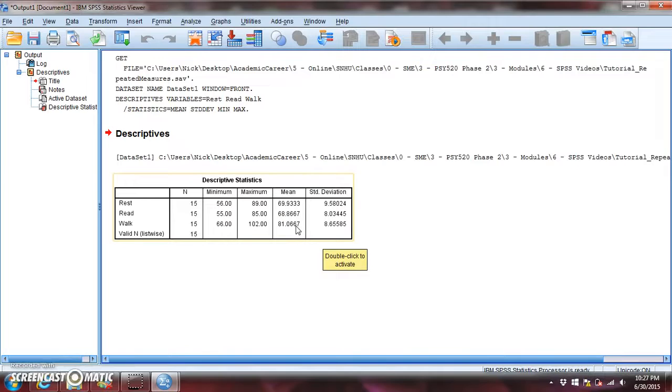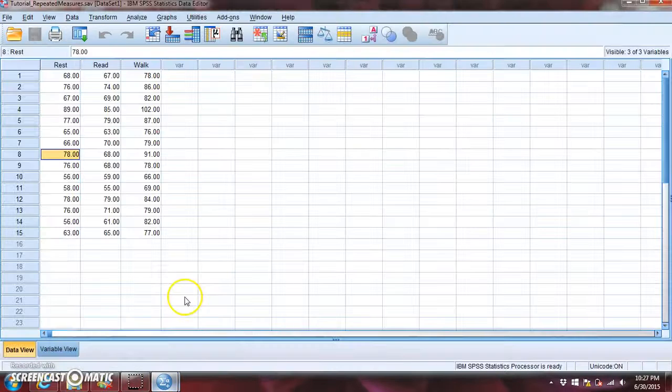So again, we do this, looking at these means, to get a sense of the differences, so we have a sense of what to expect when we run our inferential statistics. So if we go back to our data set and run a dependent samples t-test, we can compare the means for 2 of our variables here, because again, a t-test only works for 2 variables.